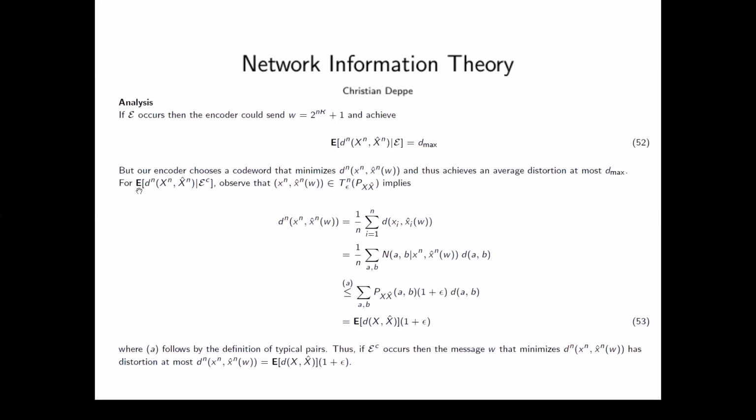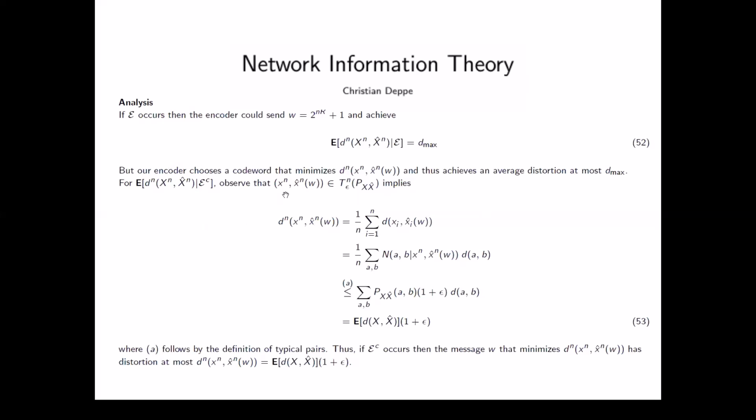So we have to look at the expected value of d(x^n, x hat^n) under the condition of the complement of the error event. We know that the complement of the error event happens with probability going to 1, because the error probability goes to 0. So we only have to estimate this expected value here.